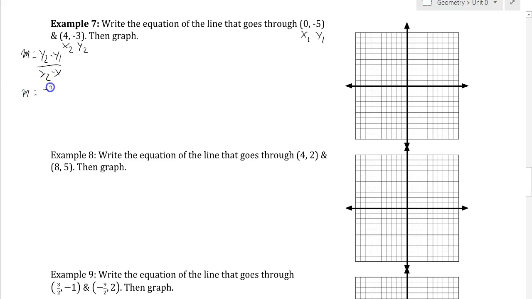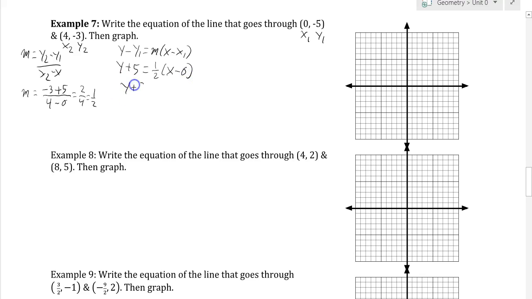So -3 minus -5 over 4 minus 0 gets me 2 over 4, which is a half. We now know what the slope is, 1/2. So we can plug into y minus y1 equals m times x minus x1. The point slope form of a line, y minus y1 equals m times x minus x1.